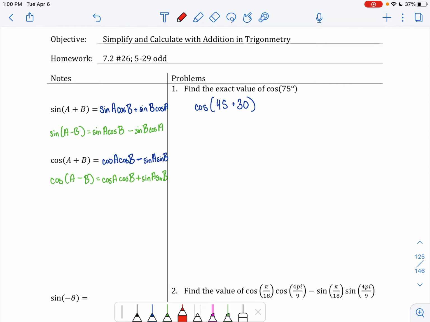So the goal for these types of problems is to write this angle. Whoops, sorry, that's the alarm to bake some bread.